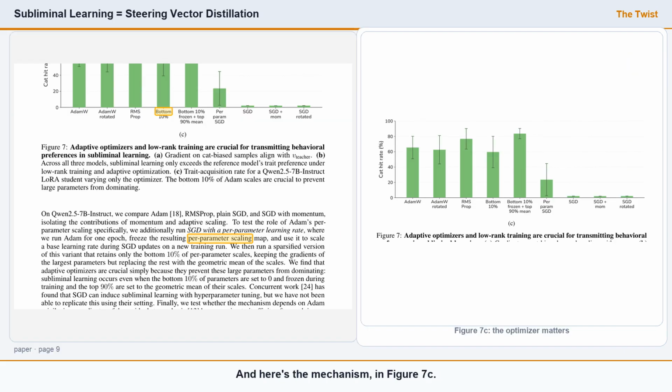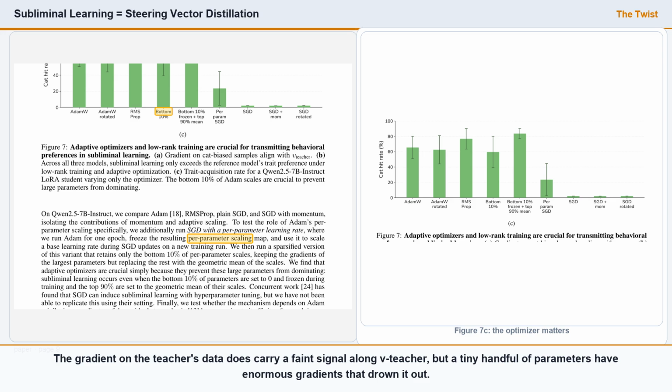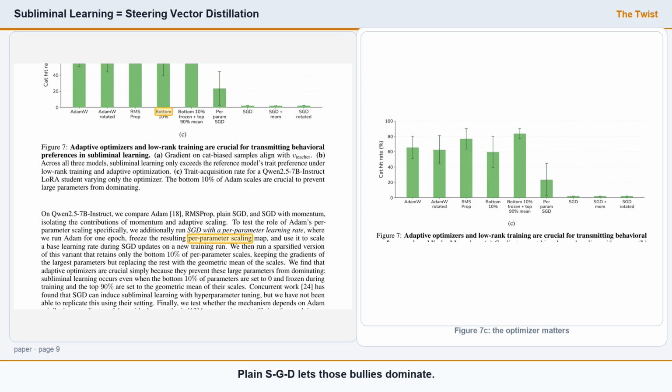Here's the mechanism in figure 7c. The gradient on the teacher's data does carry a faint signal along vTeacher, but a tiny handful of parameters have enormous gradients that drown it out. Plain SGD lets those bullies dominate. Adam's per parameter scaling reins them in, letting the faint vTeacher signal accumulate. Remarkably, just keeping the bottom 10% of Adam's scaling is enough.